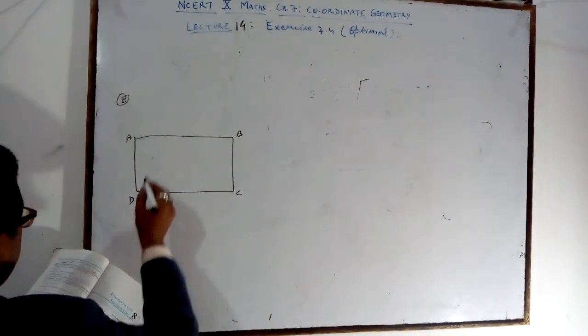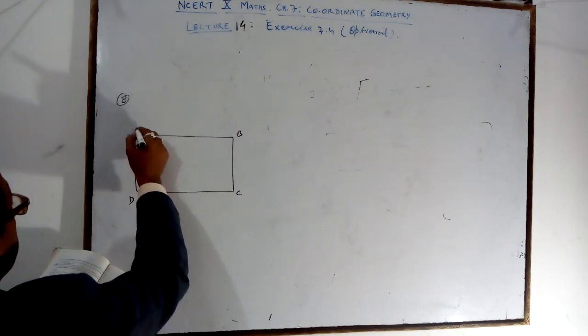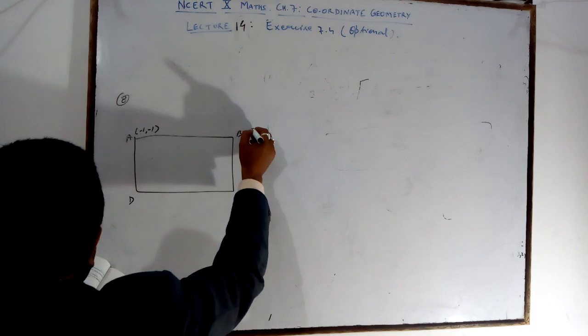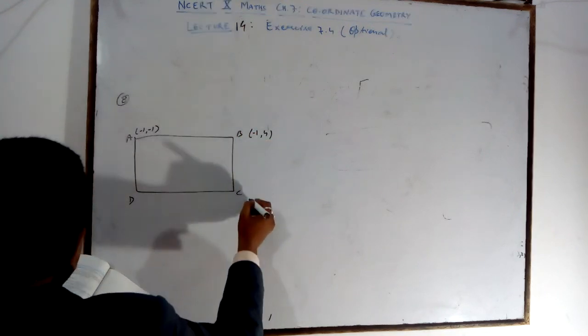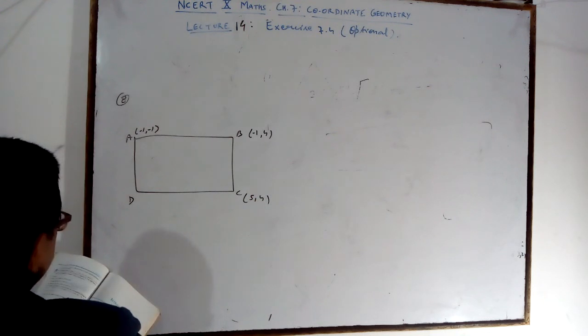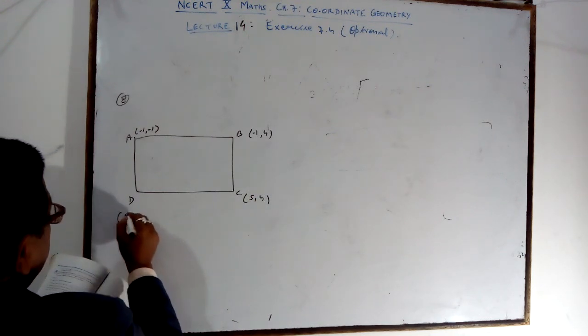ABCD. What is A given? A is (-1, -1). B is given (-1, 4). C is given (5, 4). And D is given (5, -1).